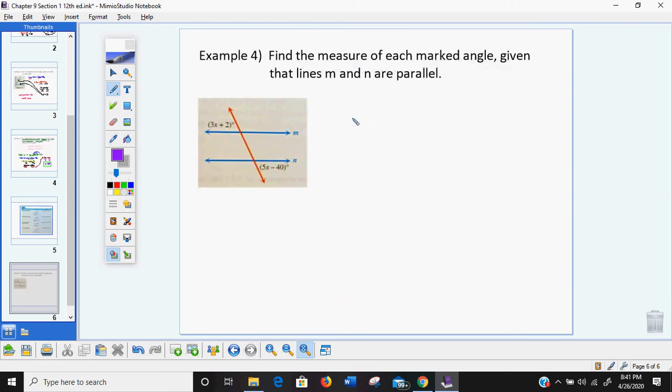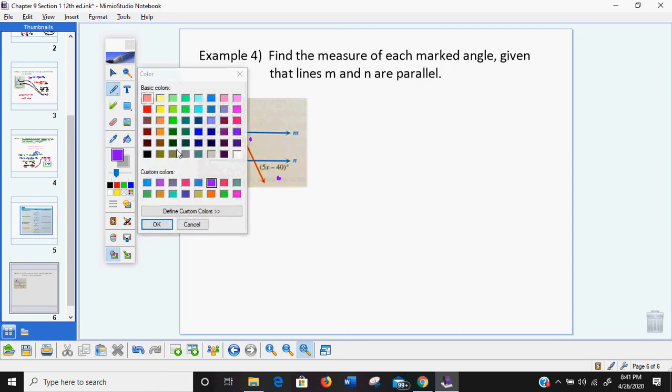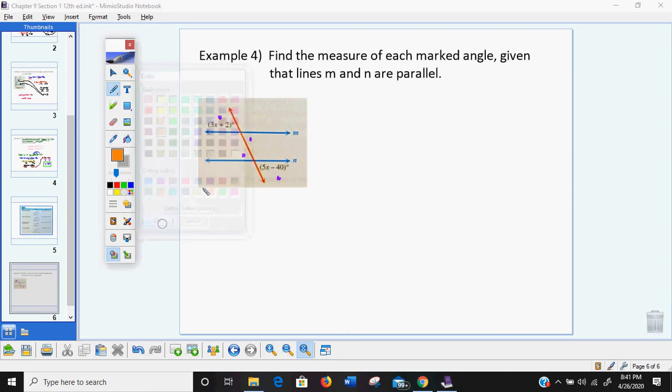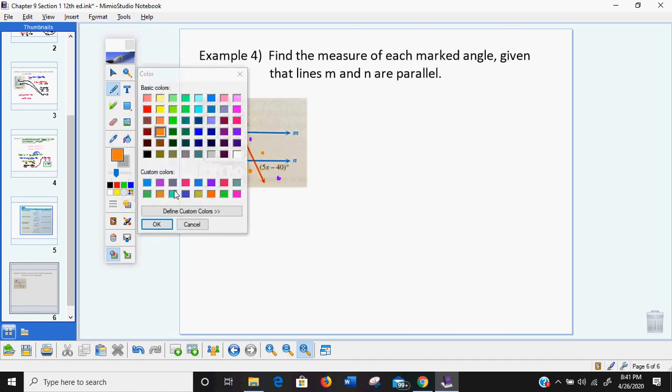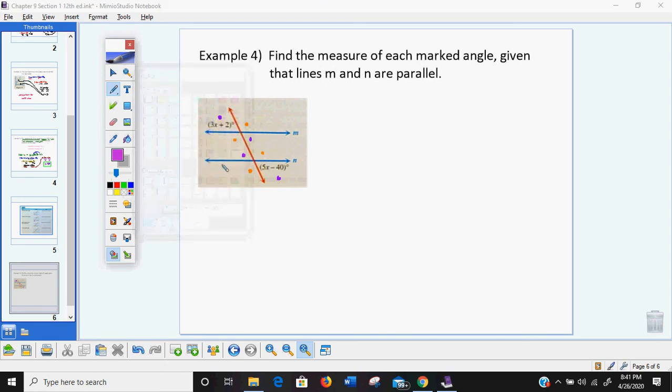It says find the measure of each marked angle given the lines M and N are parallel. Okay, so if I use this purple dot again, let's mark all the ones that are equal. All the smaller angles are equal. The purple ones are equal. Let's put the other one in orange. All the orange angles are going to be equal. Well, the two they asked about are marked in purple, so I know those two are going to be equal.